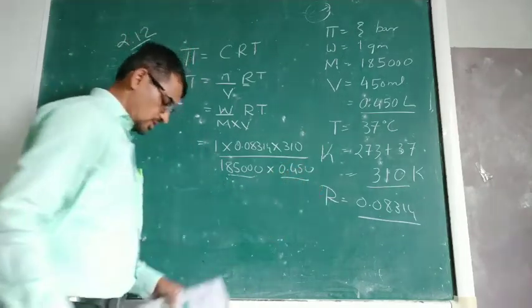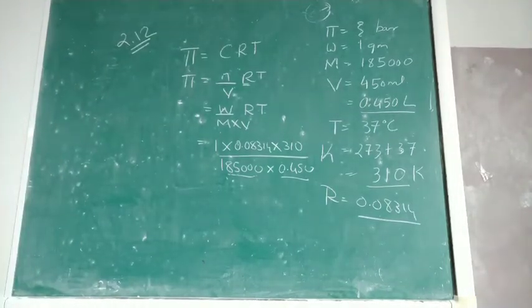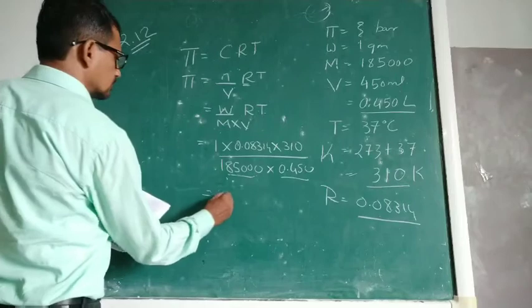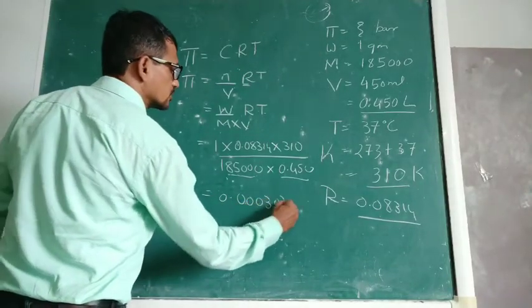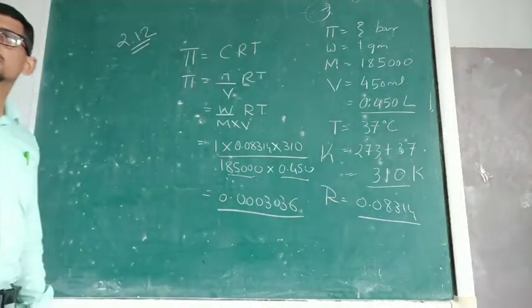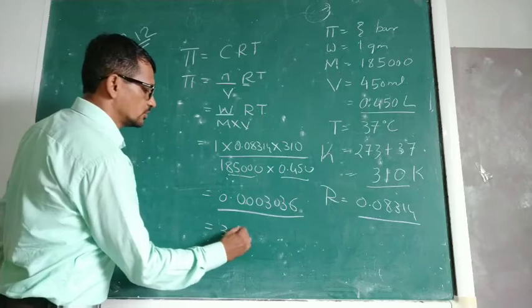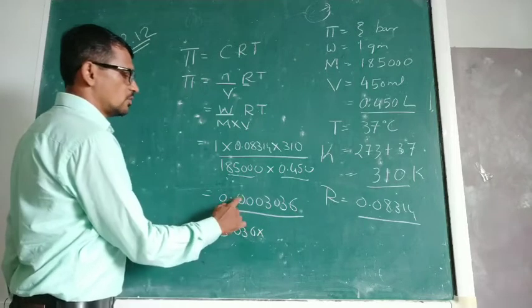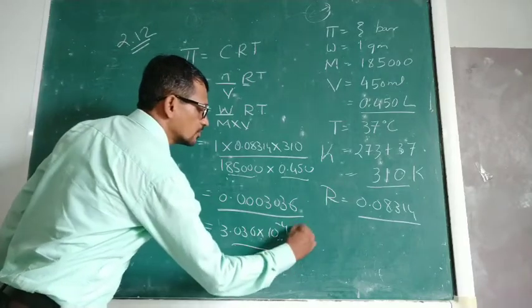Okay? This into volume. Volume is 0.450 liter. If you calculate this, then the answer is coming 0.0003036. We convert into scientific notation. So it is 3.036 multiplied by 10 raised to minus 4.